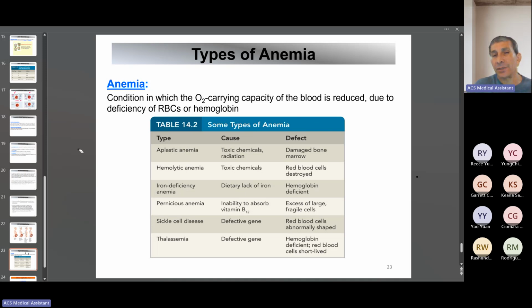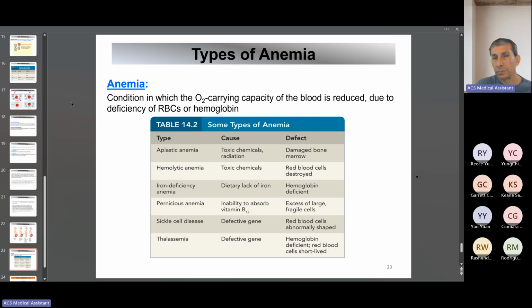So that is anemia. Remember, iron deficiency anemia is due to lack of iron in your diet. Remember that because that might be a good question for exams. Got it?